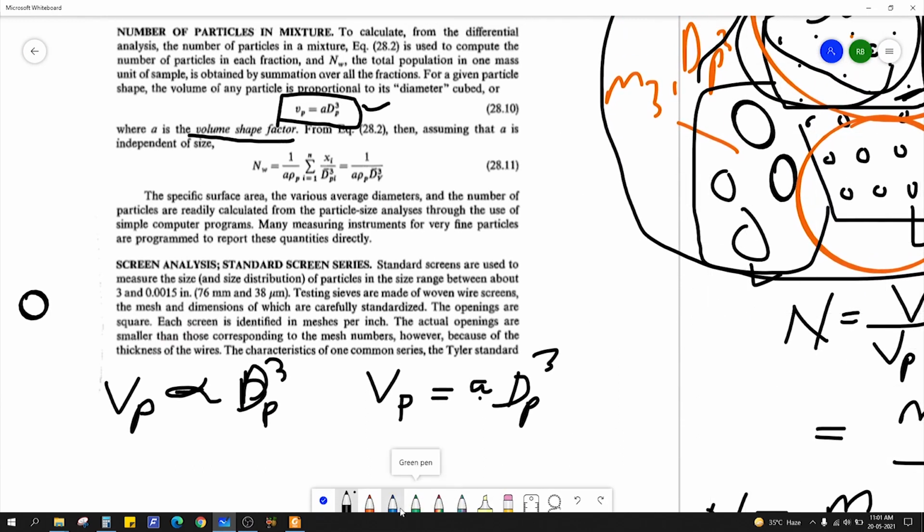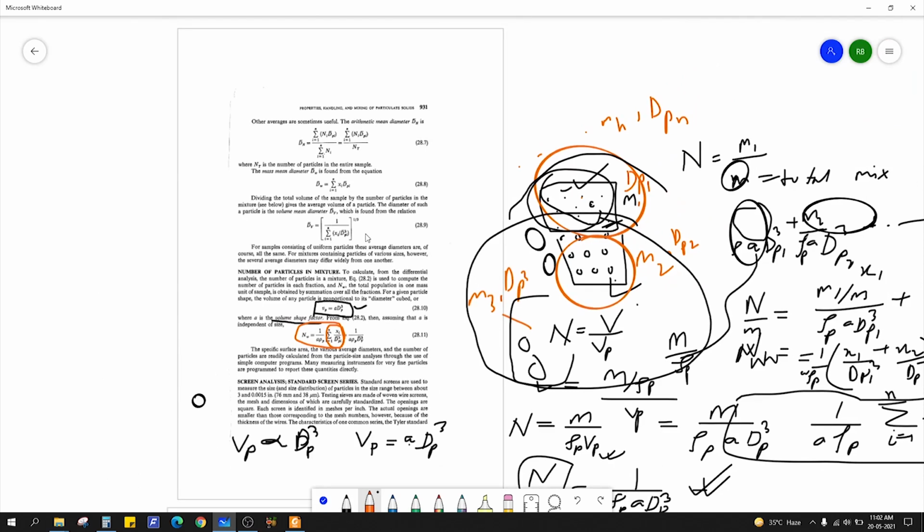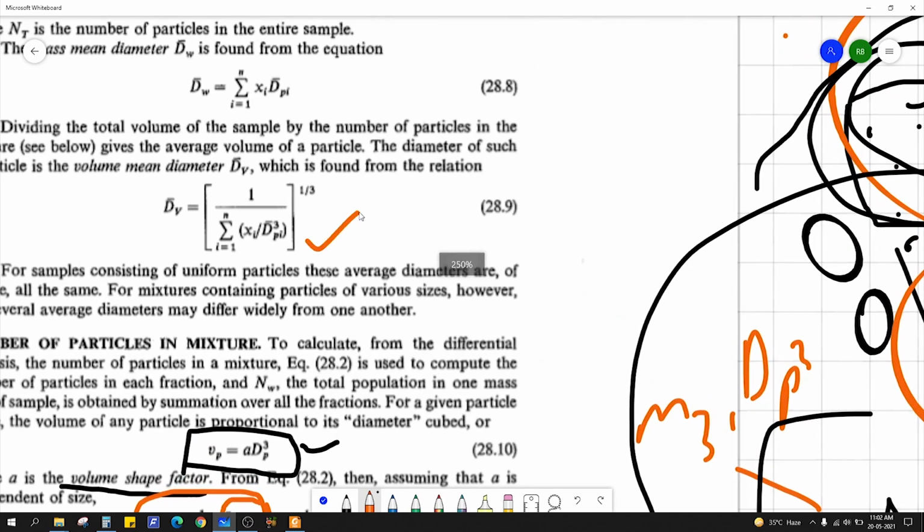And also, this is what we just derived, right? And you can replace this by 1 by dv cube. What is dv? This is the volume mean diameter. We already calculated it in the last class. See here, if you take the cube root on both sides, then this will become cube and this will become 1.